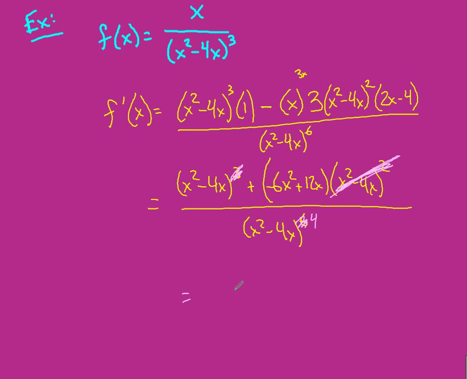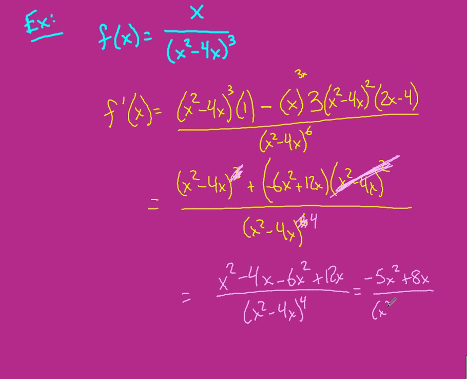So I could rewrite this in the end, x squared minus 4x, and then I'd still have, from this part, the minus 6x squared plus 12x all over x squared minus 4x all to the fourth power. And I even have some common factors here then. So I would have a negative 5x squared, I would have a plus 8x, and on the bottom have the x squared minus 4x all to the fourth power. If you can get to this step, I'm very happy, but we definitely need to be able to simplify that even more if you see those common factors that we can go and cancel out.